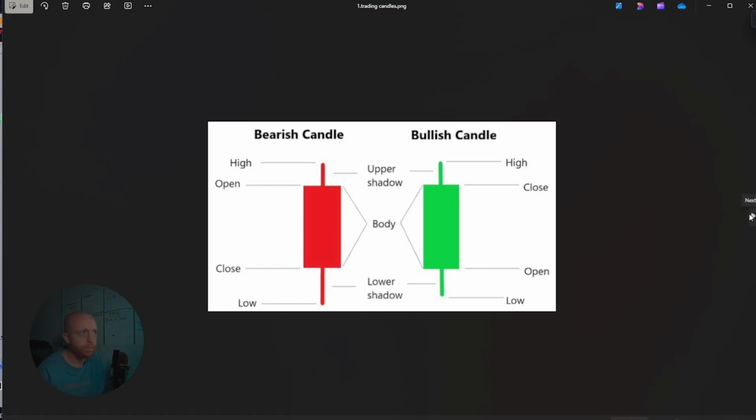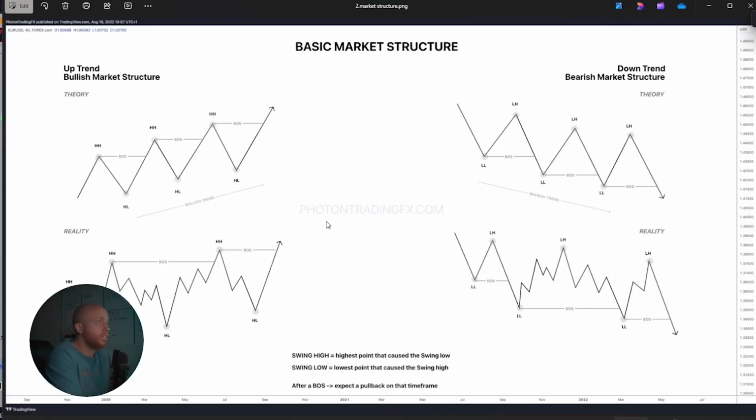Okay, moving on. Now, the third thing is market structure. Market structure is king in understanding where we're going and all that. You have your trend. Here we've got this bullish trend going up. And what market structure is, this is just textbook here. This isn't how it's going to look, but in a bullish trend you'll have a higher high, a higher low, because we're still moving up. And then a higher high, because we broke our previous higher high.